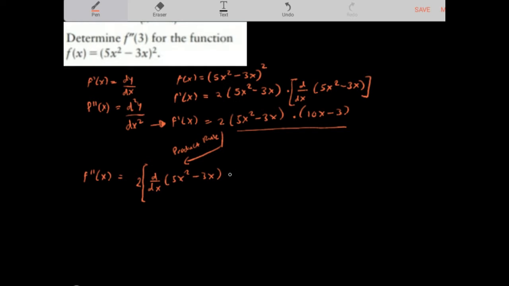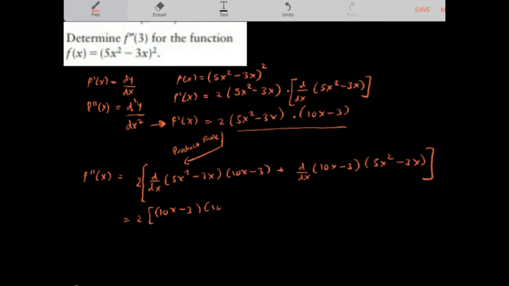Okay, so we'll do the derivative of the left times the right, 10x minus 3, plus the derivative of the right factor, 10x minus 3, times the left factor, 5x squared minus 3x. Okay, and then we're going to use the giant square bracket, right? So we're going to get 10x minus 3 times 10x minus 3, plus the derivative of 10x minus 3, which is 10, times 5x squared minus 3x.